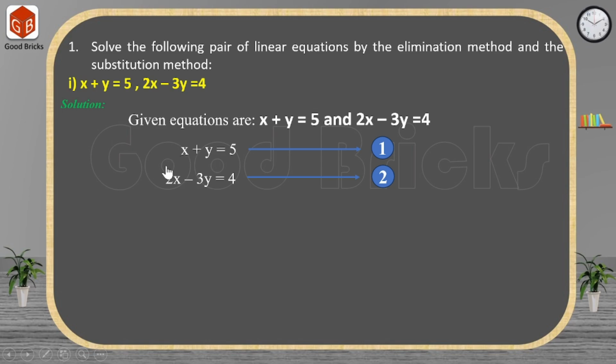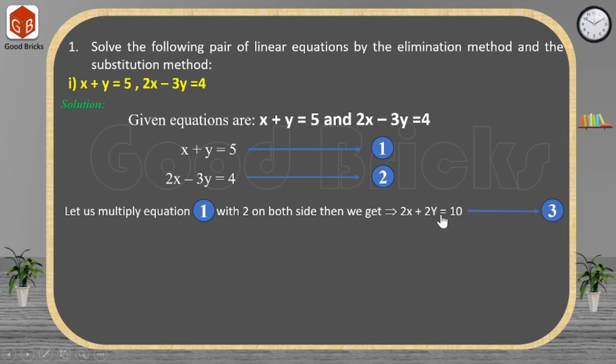Now in this problem we are trying to eliminate the x term. So to eliminate that, we are going to multiply this first equation with 2. When you multiply with 2 you will get 2x plus 2y is equal to 10. That is what we have written. After multiplying equation 1 with 2 we got this equation, and let us assume this equation as 3.